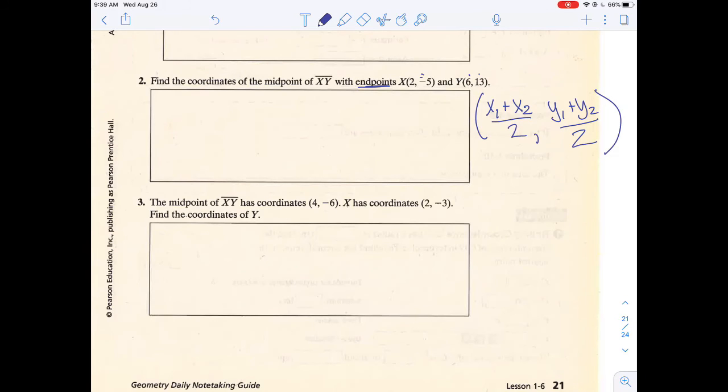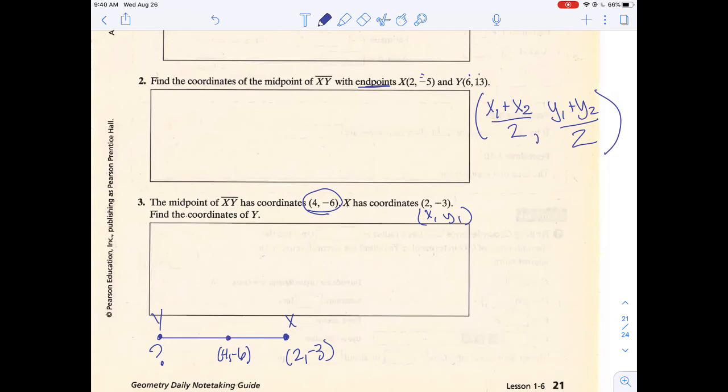It doesn't matter which one you pick to be point 1 or point 2. Then this one says the midpoint of coordinate x, y of the midpoint of line x, y has coordinates 4, negative 6. This is the midpoint. X has coordinates 2, negative 3. So this would be like x1, y1. Find the coordinates of y. So we know that the midpoint is at 4, negative 6. This is not a great picture. Just roll with me here. And we know that x is at 2, negative 3. We need to find out what y is.